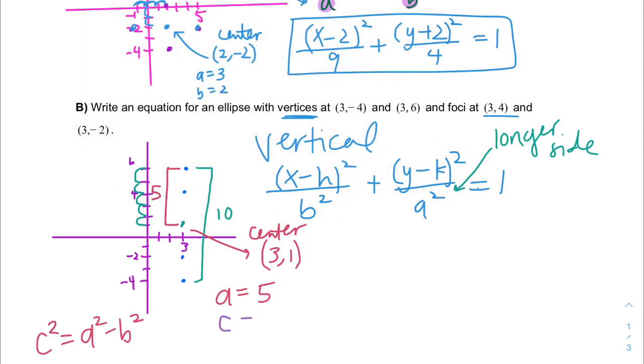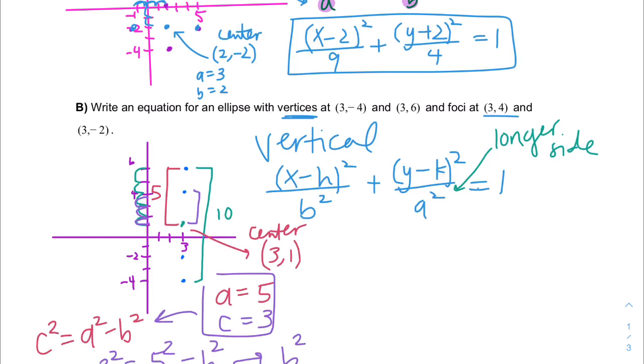The c value is the distance from the center to the foci. So if I count that out, that distance is 1, 2, 3. So I know that my c is equal to 3. What I can do with this information now is just plug it in to that formula. So I can see that 3 squared is equal to 5 squared minus b squared.